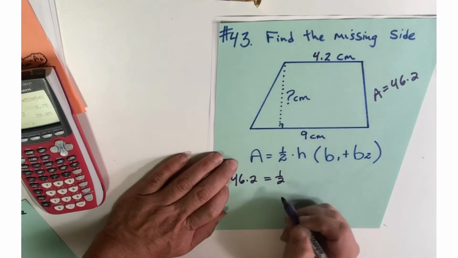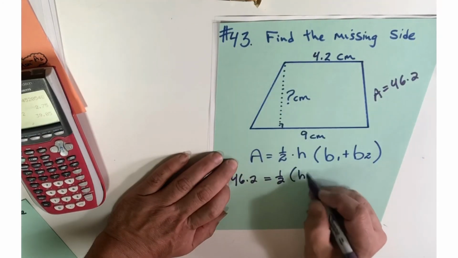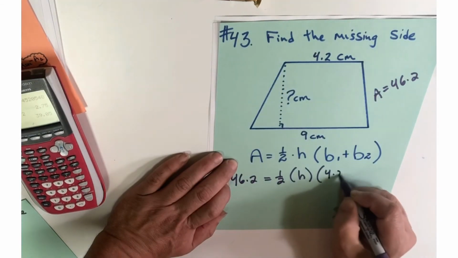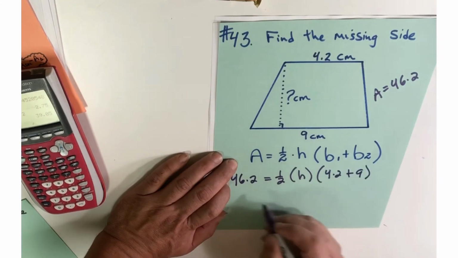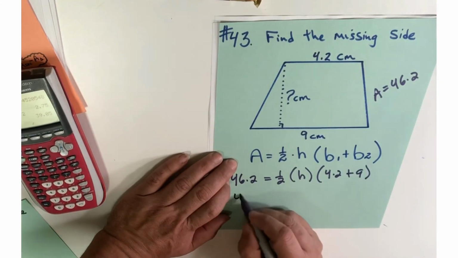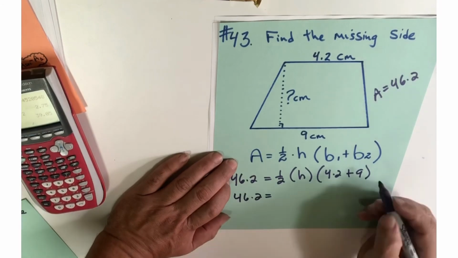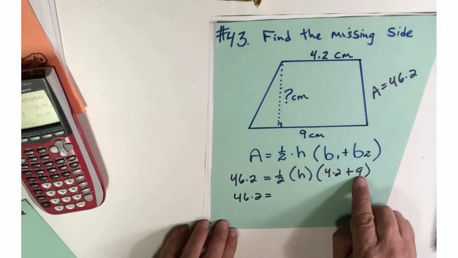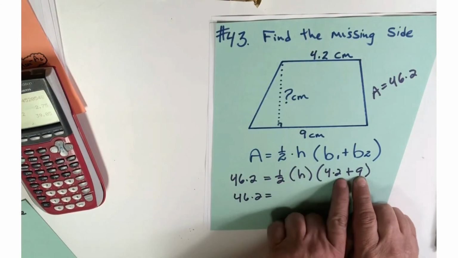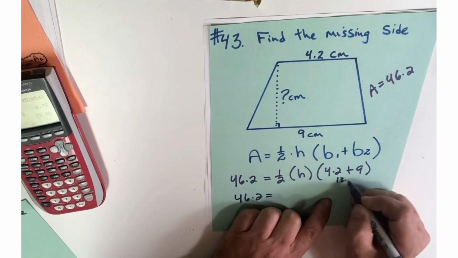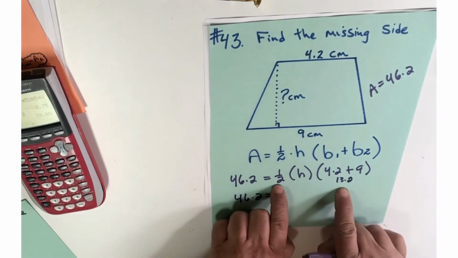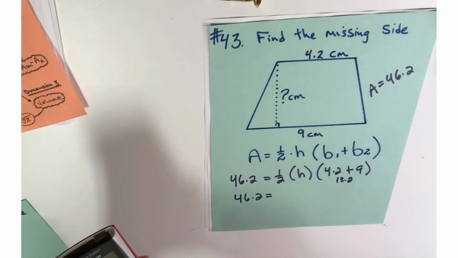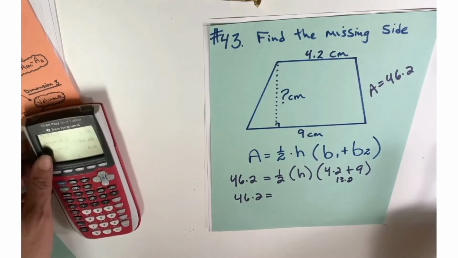46.2 is equal to 1/2 the height. Oops, I don't know the height. But I know the two bases. One of them is 4.2 and the other one is 9. So let me write 46.2 and let me go find out what this parenthesis is. 4.2 plus 9 is 13.2. That would be this one here, times 0.5 or divided by 2. Let's go see what that would be. 13.2 times 0.5, enter, and that is 6.6.